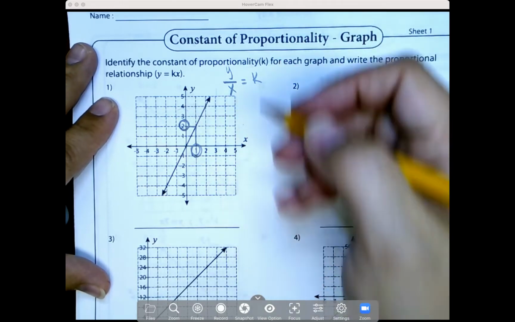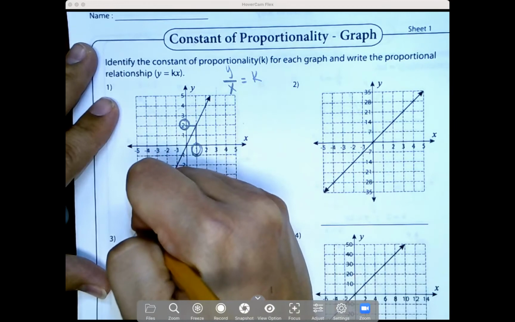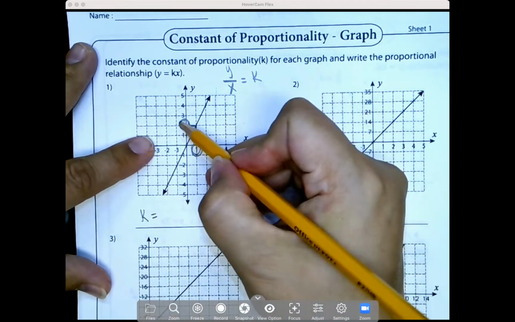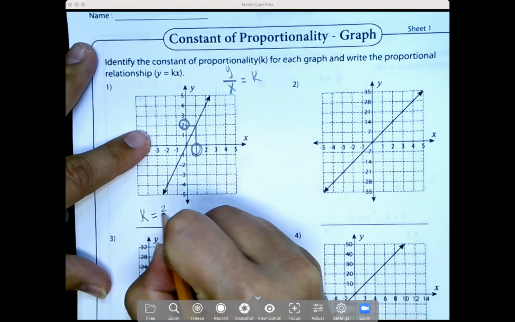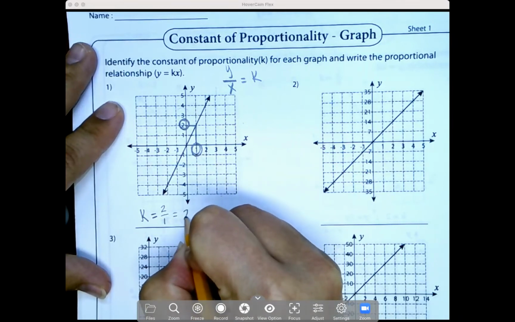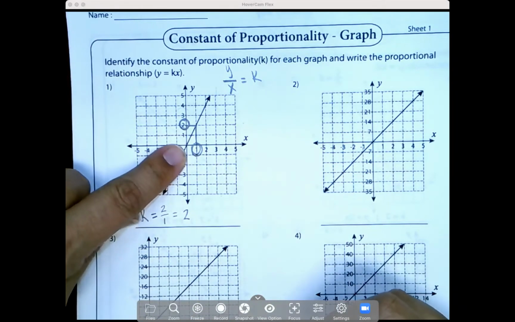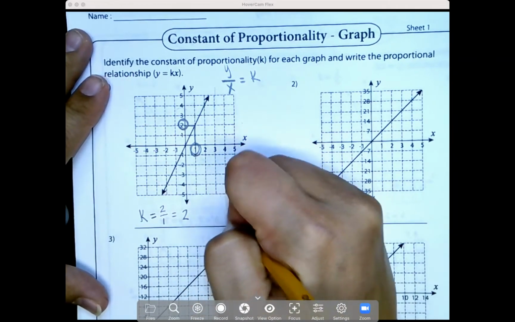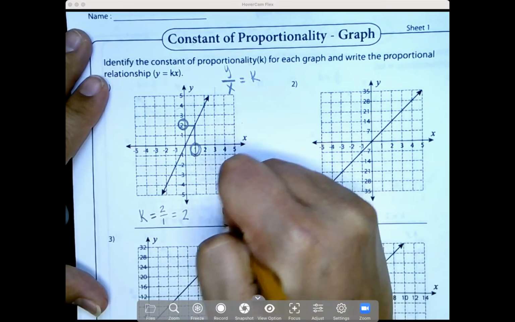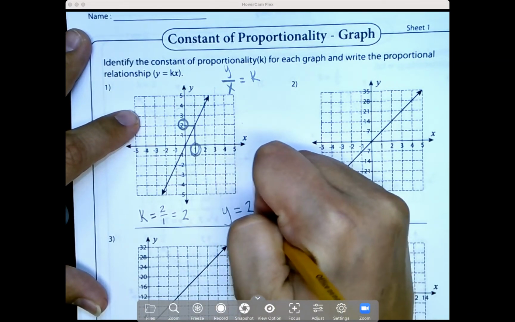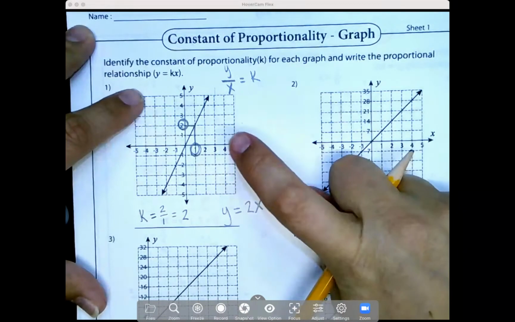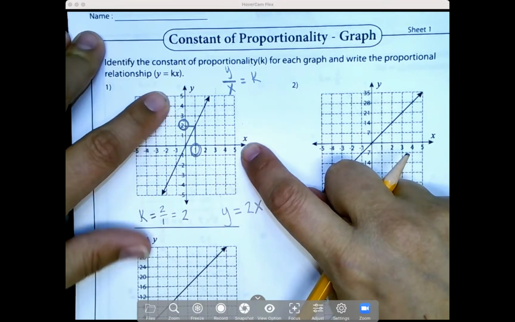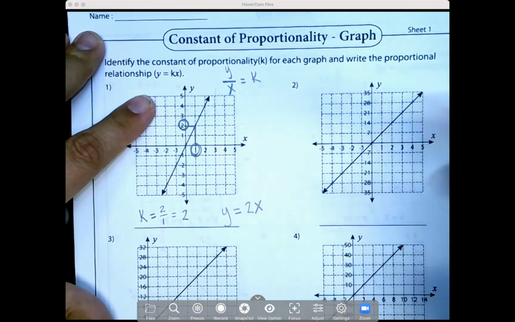Okay, so I would say that my constant of proportionality is 2 divided by 1, which is just 2. Again, I'm passing through 0, 0, so my equation would be y equals 2x. And we are using x and y because that's what the axes indicate.